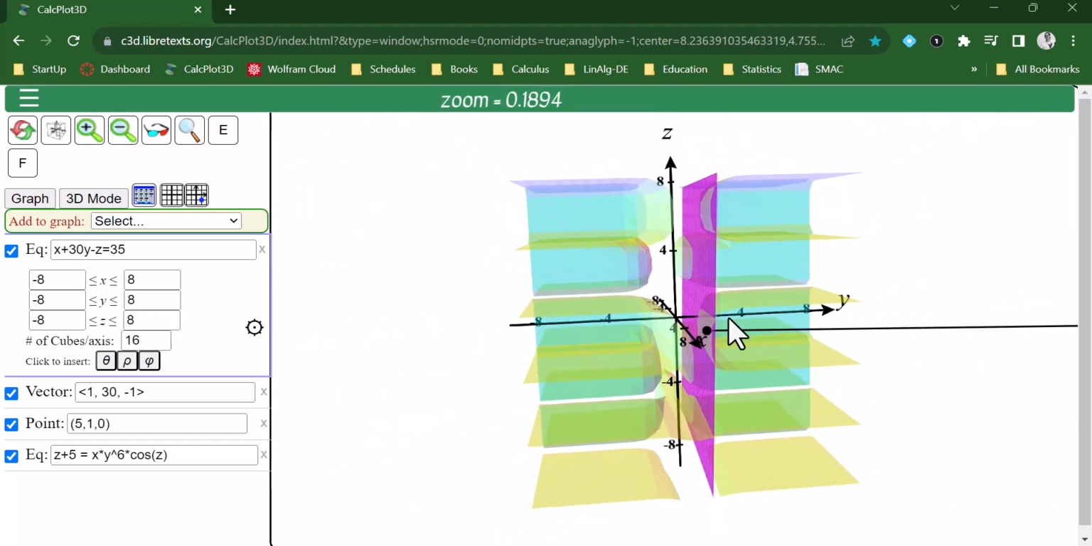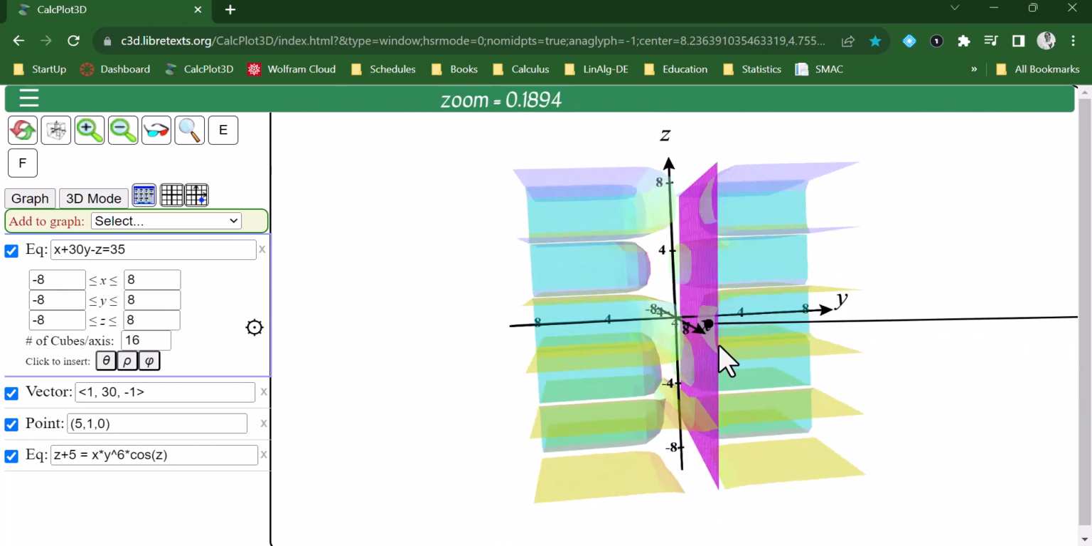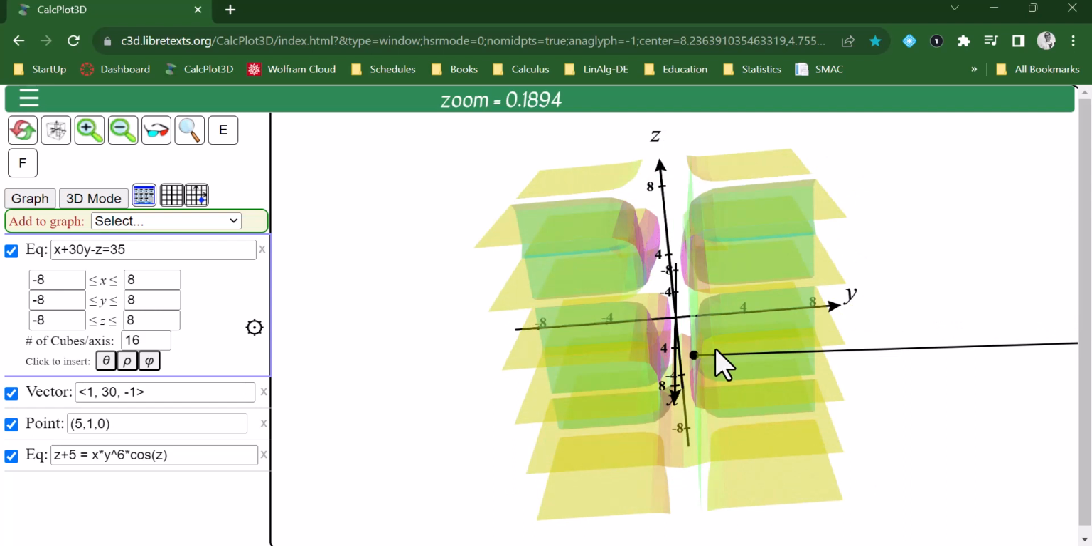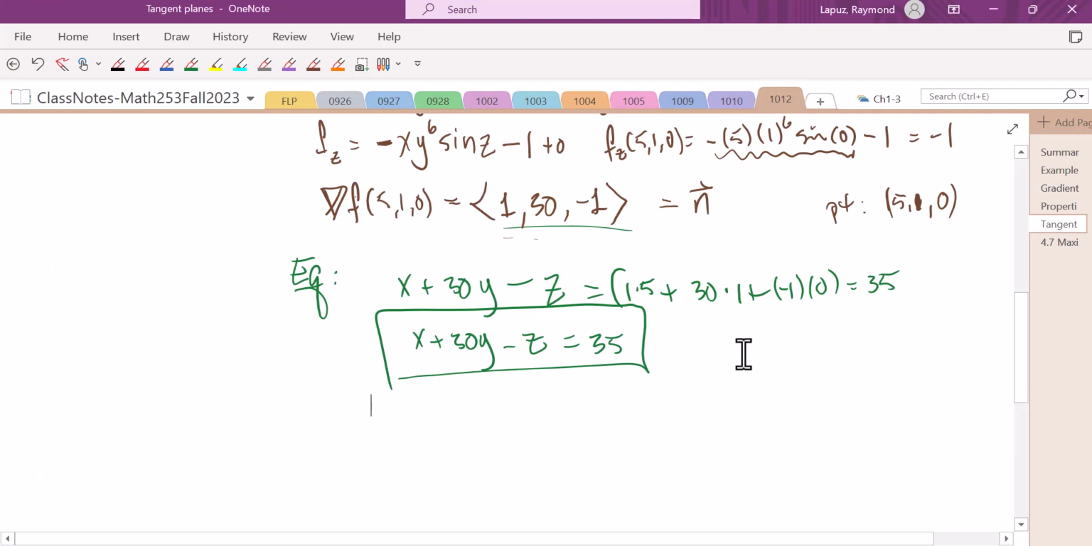All right. It is almost like a vertical plane because of the y having such a large value. But I think that's it. All right, I hope that helps. And that's it. Good luck.